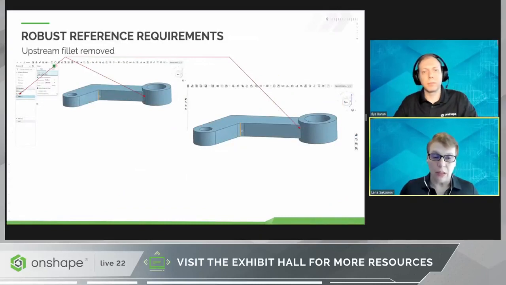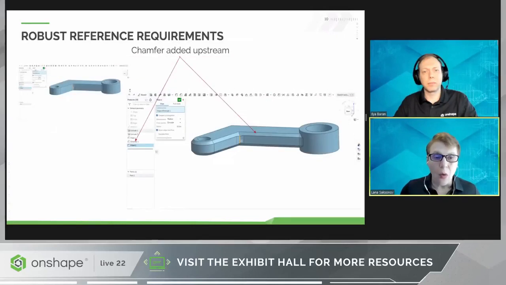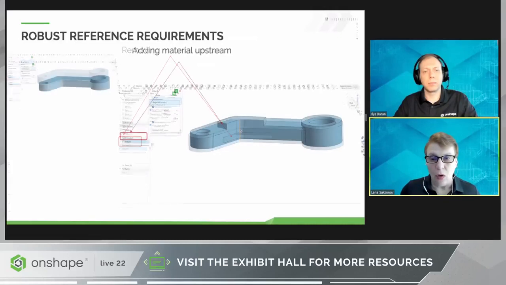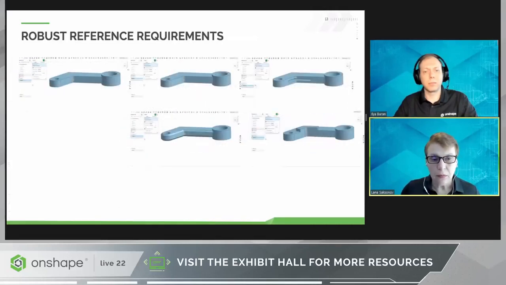What do we need from the robust reference? Let's consider the requirements. For example, this edge reference needs to be robust to removing fillet 1. Your collaborator might be inserting a chamfer while you are adding a fillet. The reference needs to be robust to removing material or adding material. This set of requirements is not specific to Onshape. Every parametric CAD system needs a mechanism for referencing geometry in a way which is robust to changes high in the feature list or configurations.